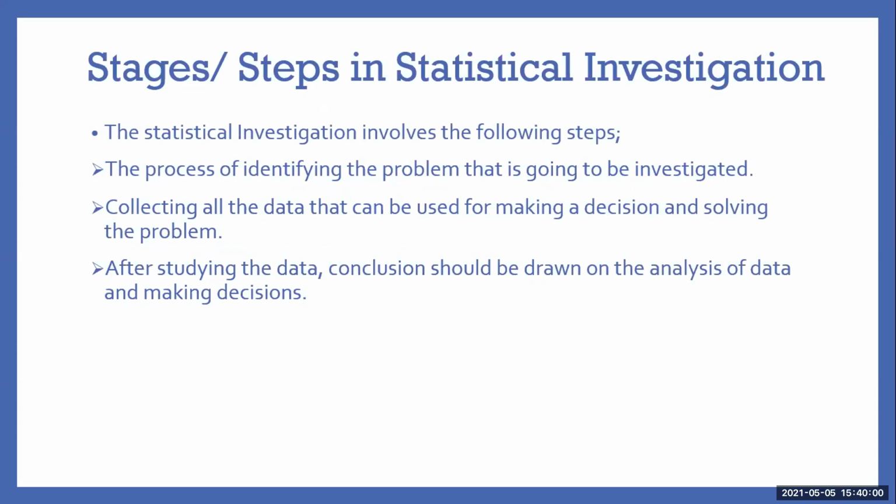Stages or steps in statistical investigation. The statistical investigation involves the following steps. The process of identifying the problem that is going to be investigated. The problem can be simple as well as complicated. Collecting all the data that can be used for making a decision and solving the problem. Data can be in different forms such as a list, graph, or a table. After studying the data, conclusions should be drawn based on analysis of data and making decisions.